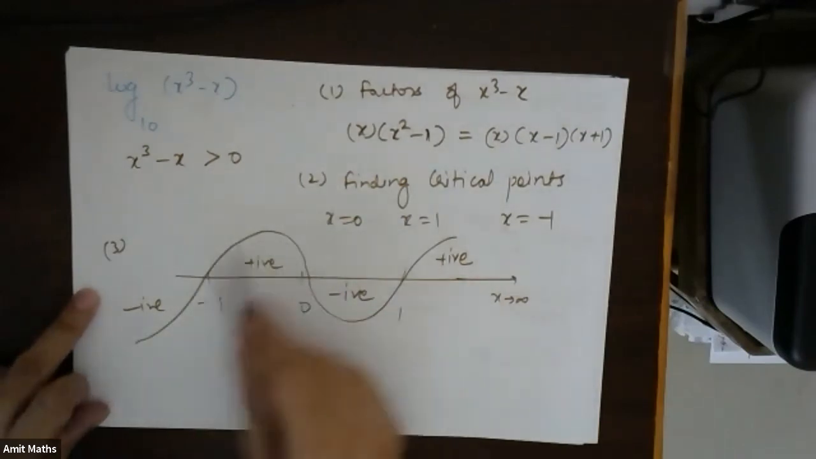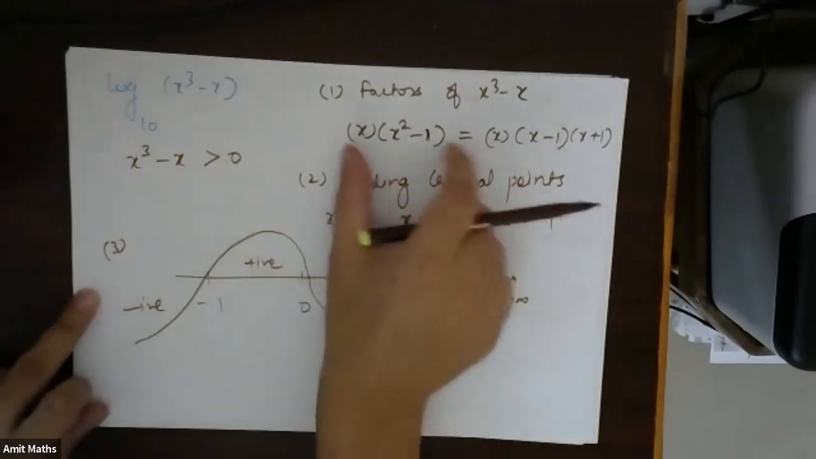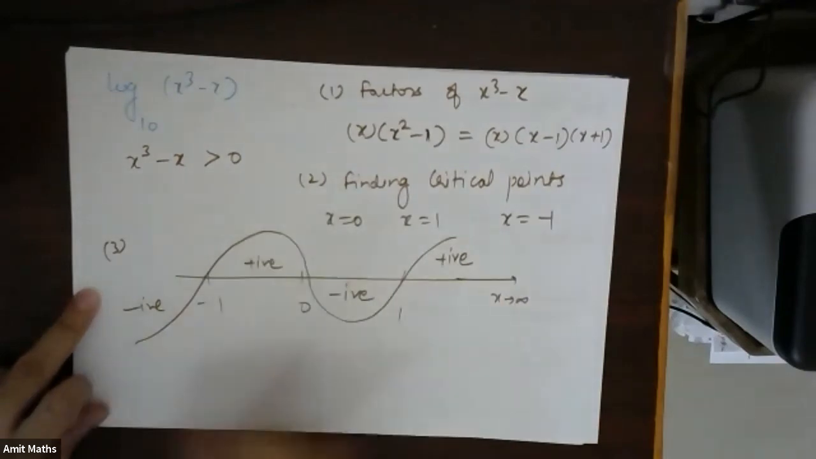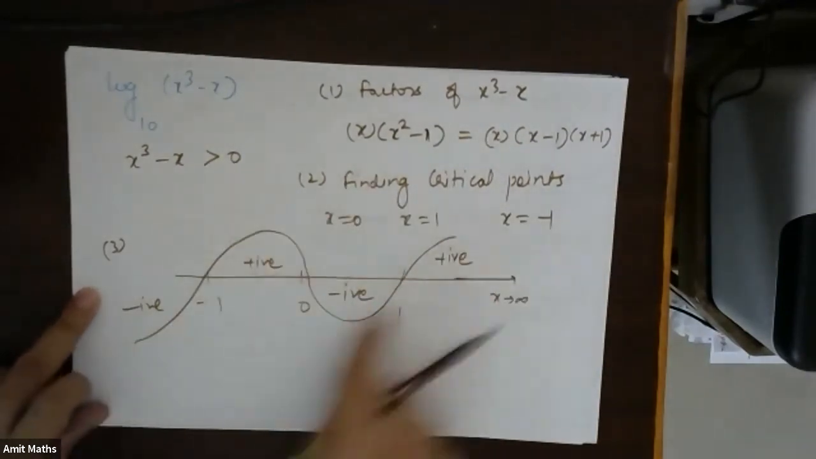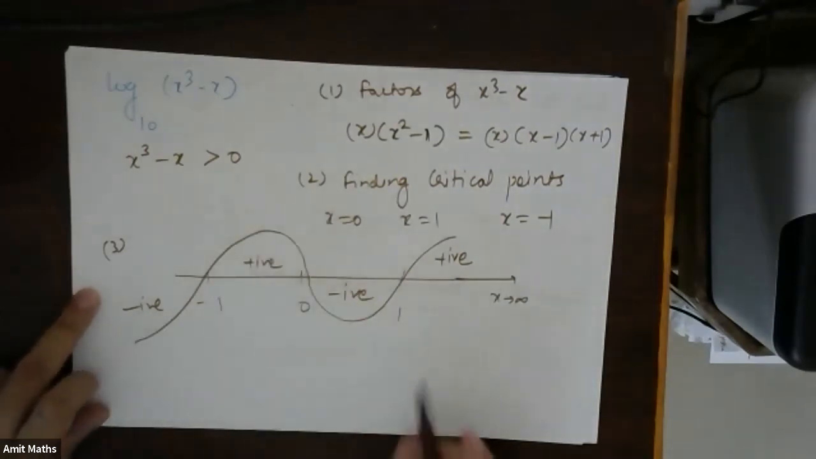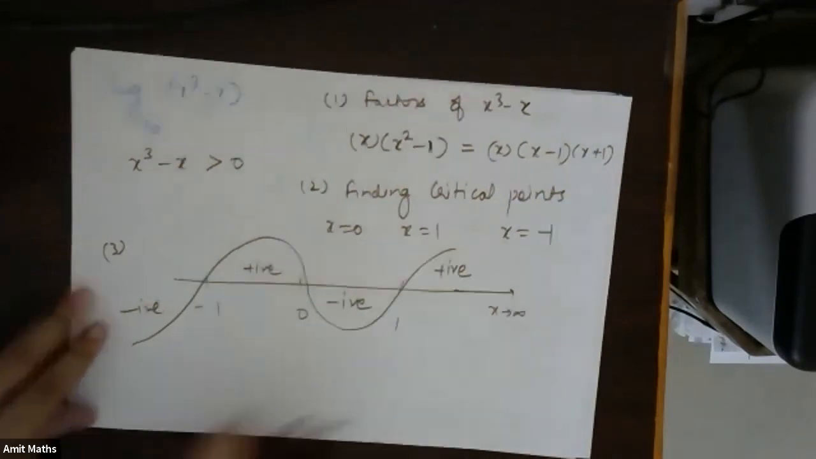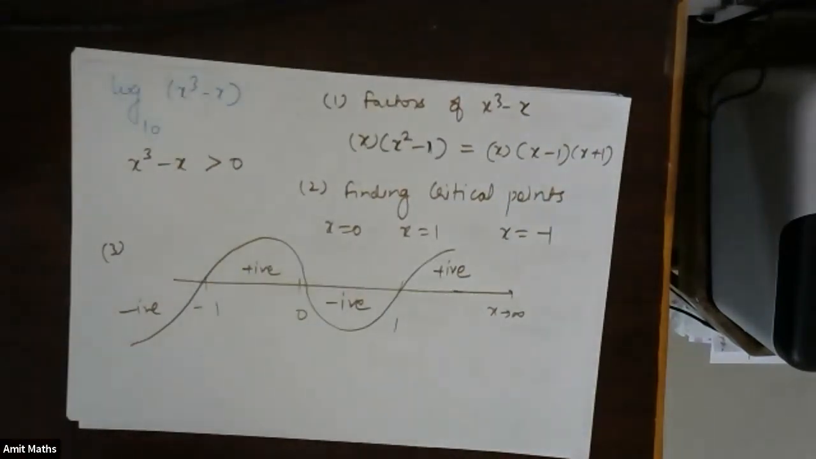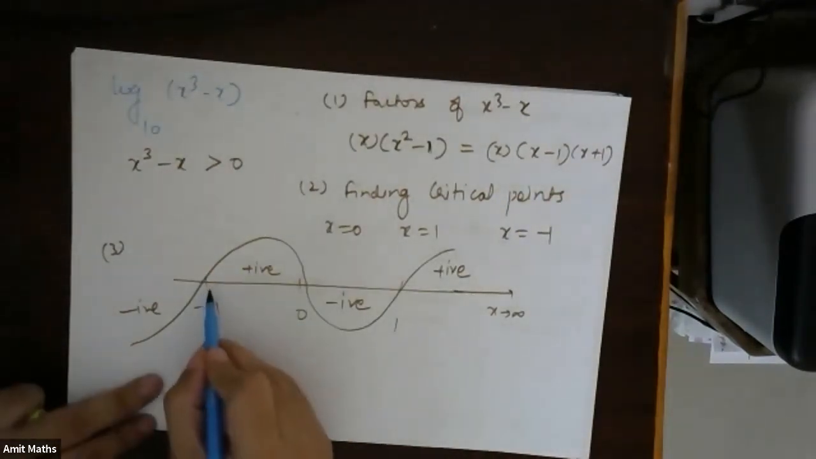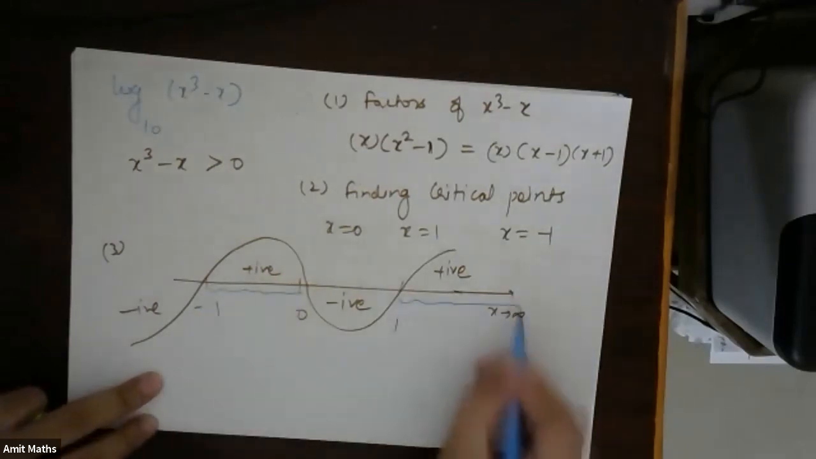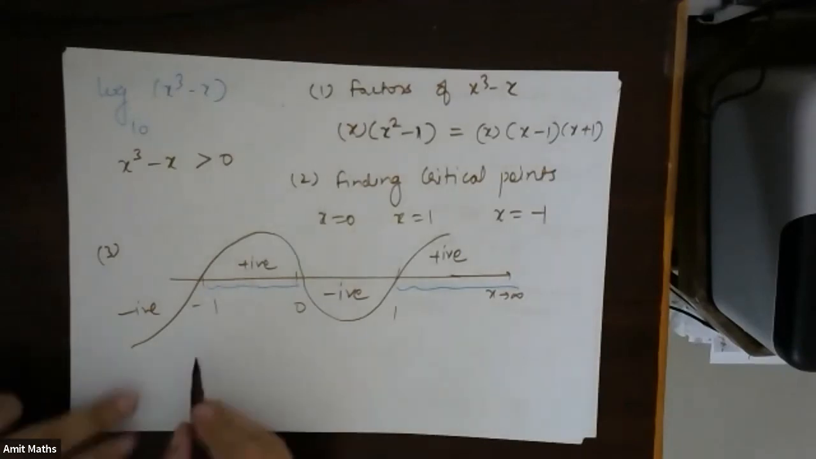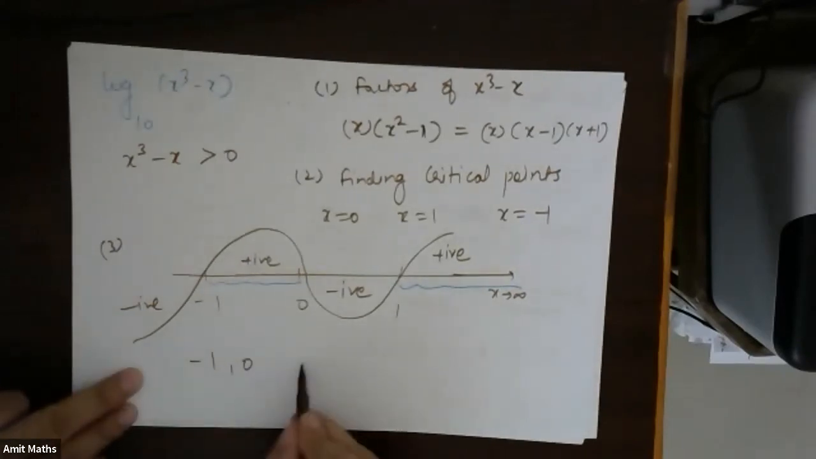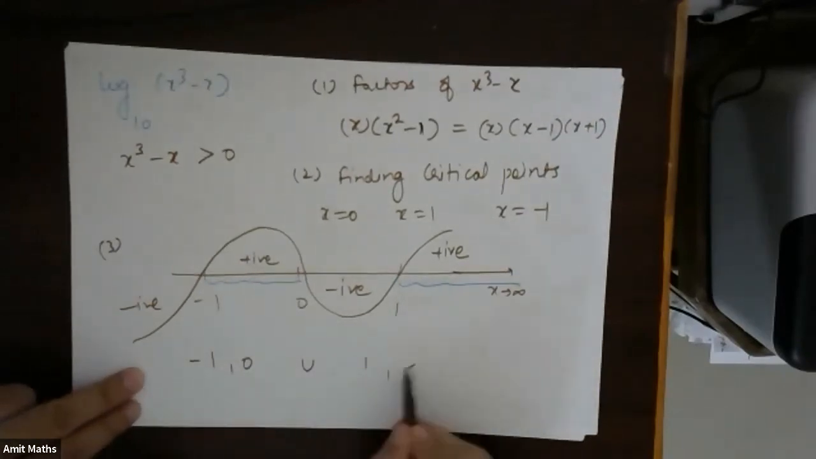Remember, this is not the actual graph of this function. I'm just drawing this to show that this is positive and then negative and then positive. Because of this representation, it is known as the wavy curve. I will take only those values where it is positive, that means this part and this part. This part is -1 to 0, union this part is 1 to infinity.